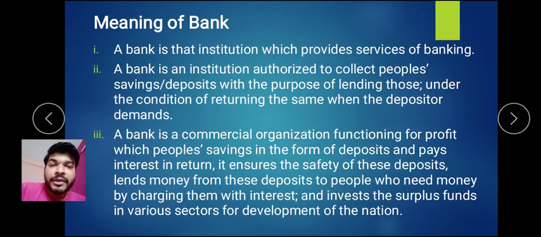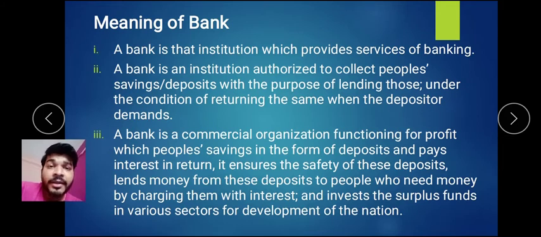Then comes the meaning of bank. There are three different types of meaning given here. If it is asking for 1 mark, you can write that a bank is an institution which provides the service of banking. If it comes with 2 marks, or a proper definition, you can write either the second or third meaning. A bank is an institution authorized to collect people's savings or deposits with the purpose of lending, and on condition of returning the same on the depositor's demand. So if it is a meaning, you have to write it correctly.